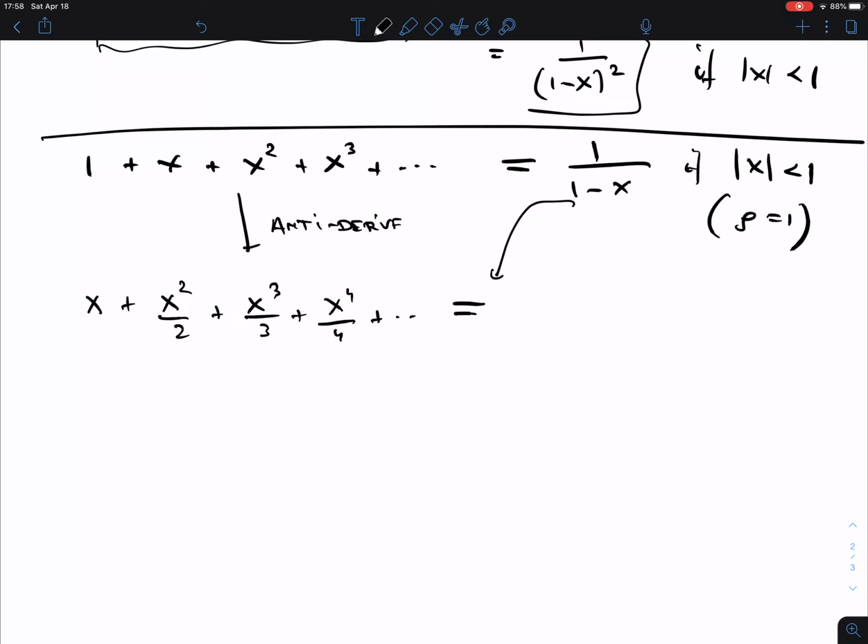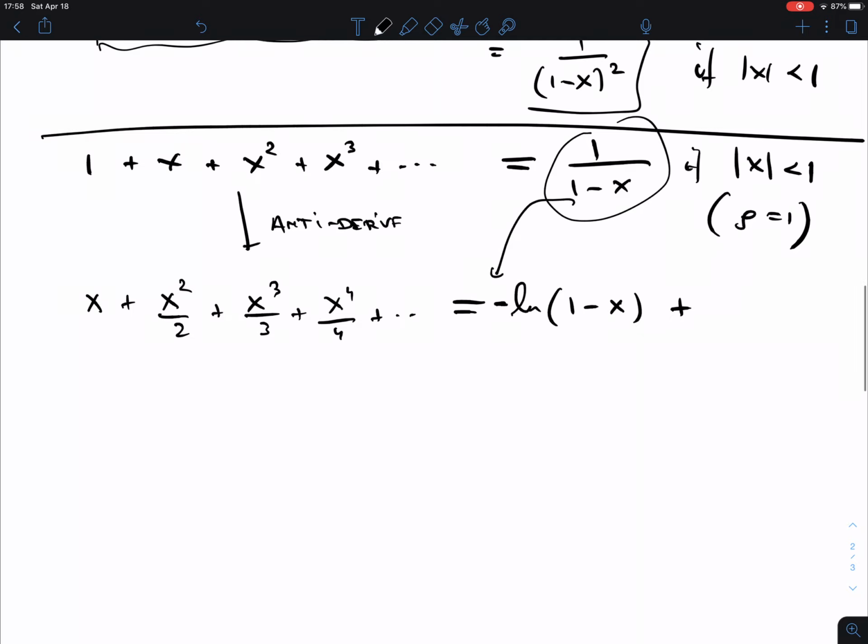What's the antiderivative of 1 over 1 minus x? That's a natural log, right? It's ln of 1 minus x, minus. Why? Think about this. Because I have to compensate, right? If I antiderive this thing, the antiderivative of 1 over x is ln of x. But the inside function is 1 minus x. If I take the derivative of 1 minus x, I get an extra negative. So that's why I have to put this extra negative here. Plus c. That's a bit annoying, right?